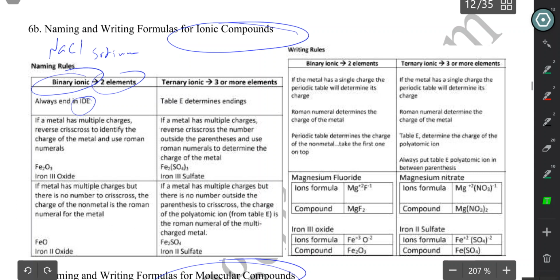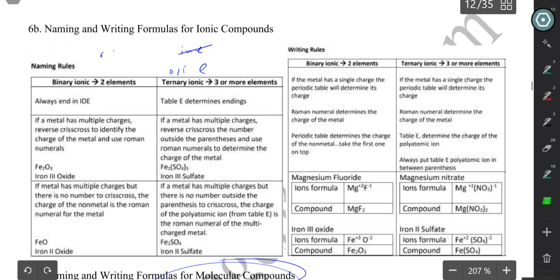Cl is chlorine. But I can't say that the name of this compound, NaCl, is sodium chlorine. My ending has to be chloride. So take off the -ine and make it chloride. So this would be sodium chloride. All right.